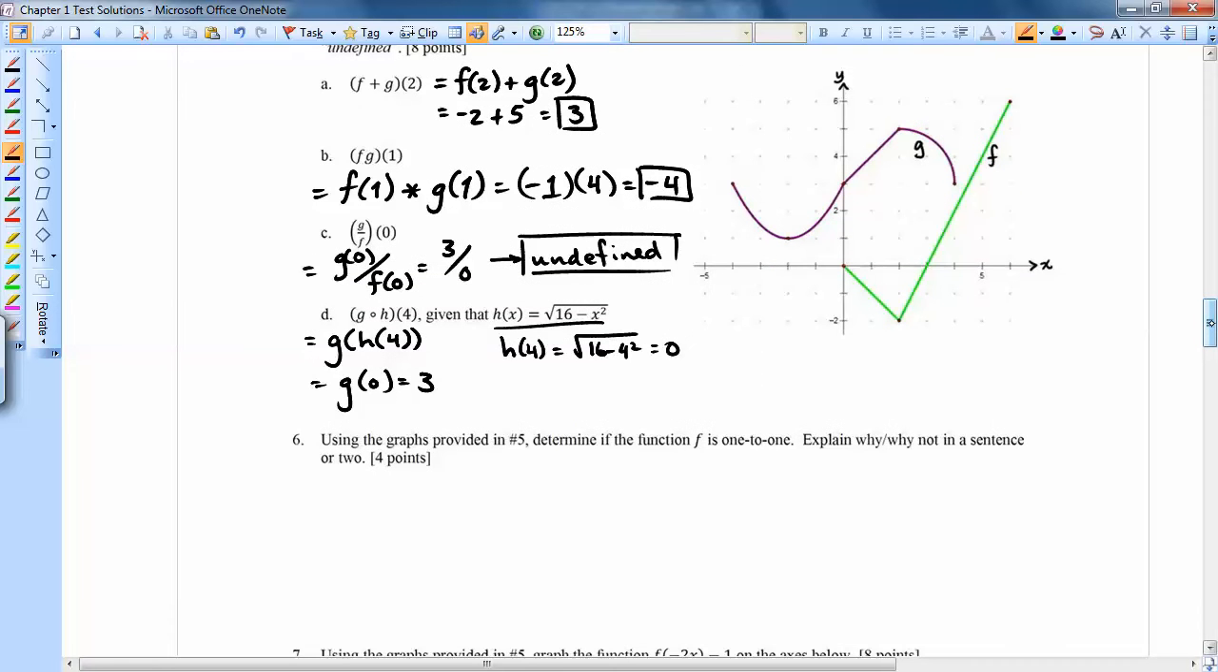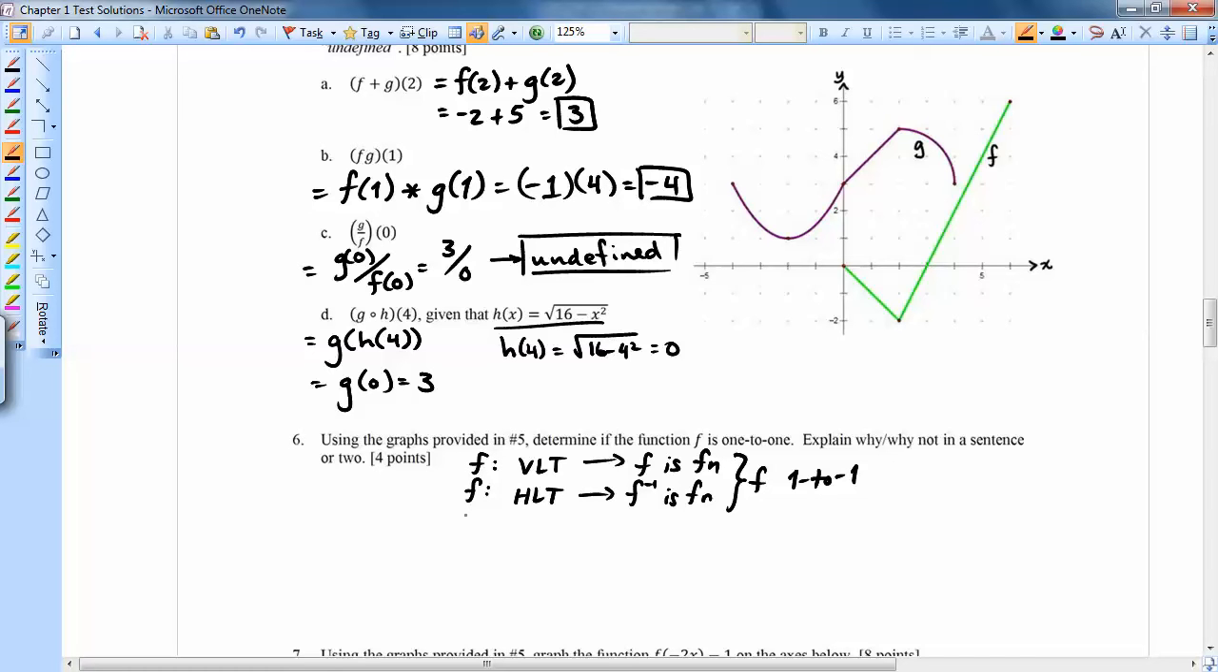In 6, it says use the graphs from number 5, figure out if f is 1 to 1. So f is 1 to 1 if f is a function and f inverse is a function. That would make f 1 to 1. Now the way to test these things, f is a function if it passes the vertical line test, and f inverse is a function if f, the original, passes the horizontal line test. Okay, so f needs to pass this, and regular f, not the inverse, needs to pass the horizontal line test.